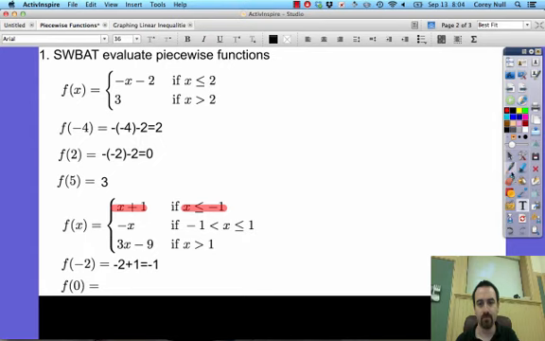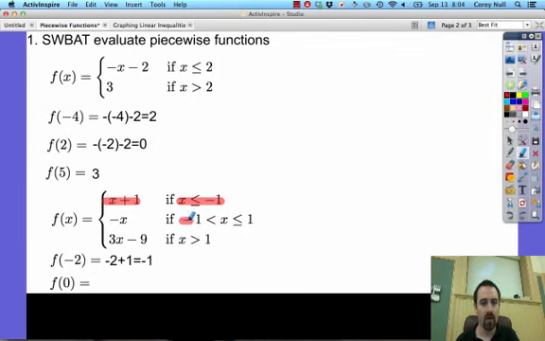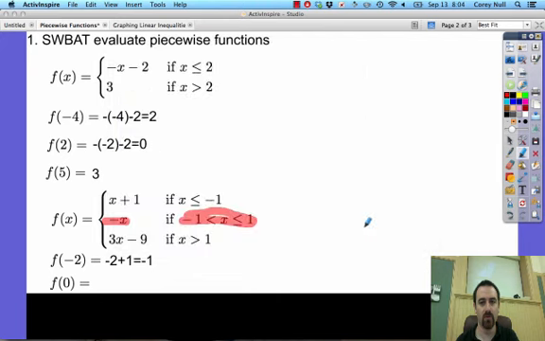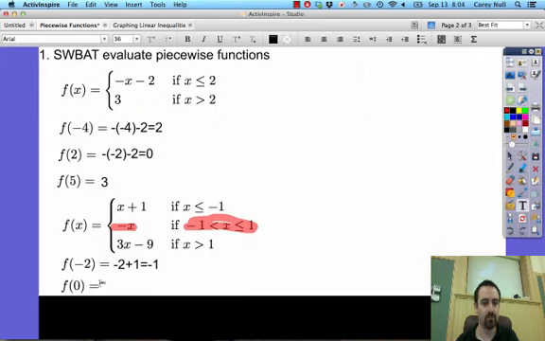F of 0 is in this range here. So because of that, let me go ahead and get rid of this first stuff. Because of that, I'm going to be looking at this rule to figure out what my output is going to be. So I'm going to put in 0 into negative x, and I'm going to get, well, that should be pretty straightforward, right? I hope. 0. Because negative 0 is 0.